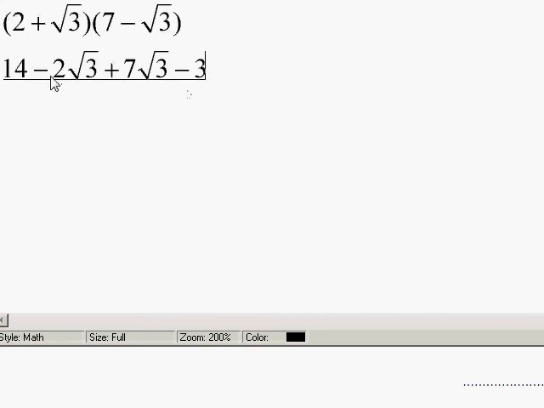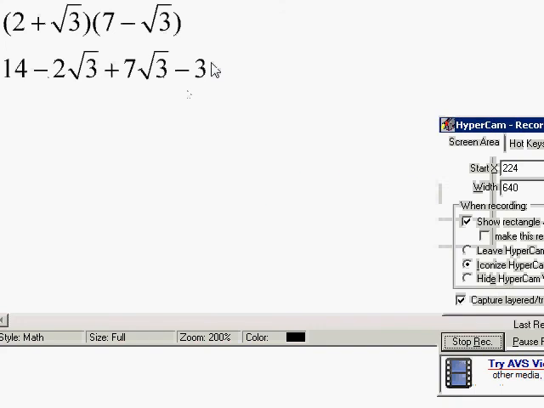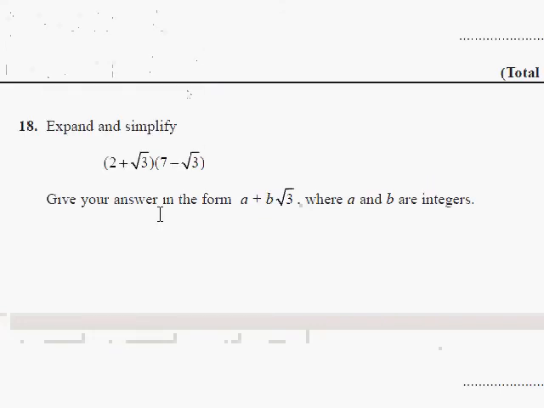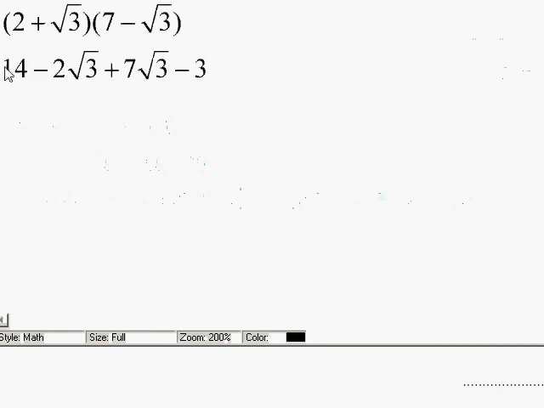Okay, and they mentioned simplifying this, and I can see why, because this isn't in its simplest form. We have minus 2√3 plus 7√3. Oh hang on, let's look at the question, see how they asked, because they asked us to put this in a certain form. Yeah, they asked us to put this in the form a + b√3. So actually they want us to put the numbers first. Okay, let's do the numbers first. The numbers we have are 14 and minus 3. So 14 minus 3 leaves 11.